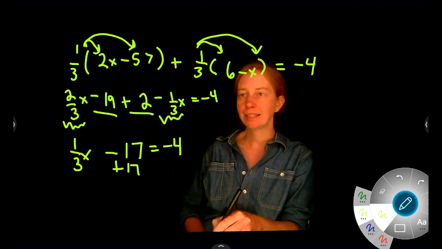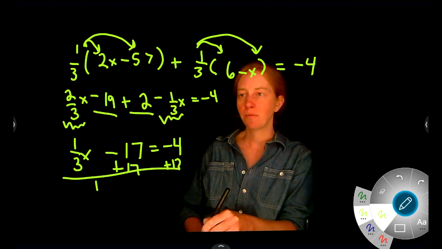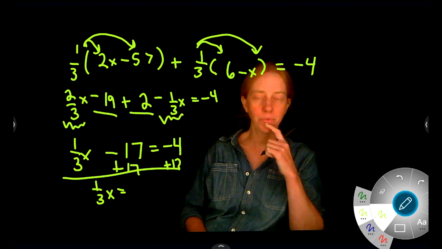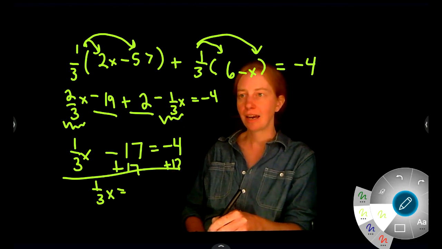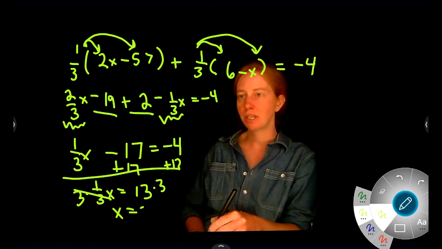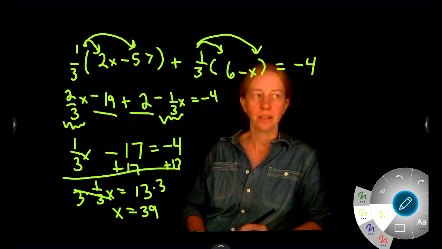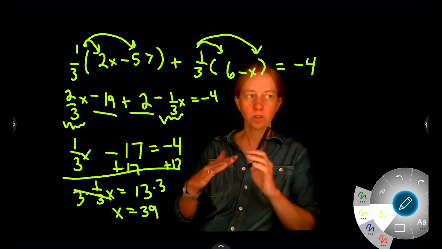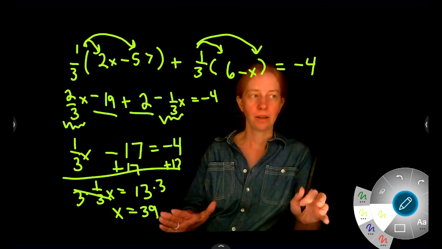We're going to go ahead and add 17 to both sides. So we have 1/3 x equals -4 plus 17. That is 13. We're going to multiply by 3 on both sides. So this cancels out. We have x on that side, and 13 times 3 is 39. So that's how we're going to solve a linear equation.